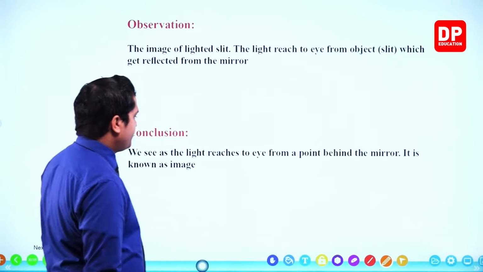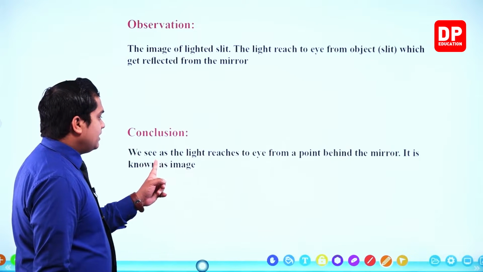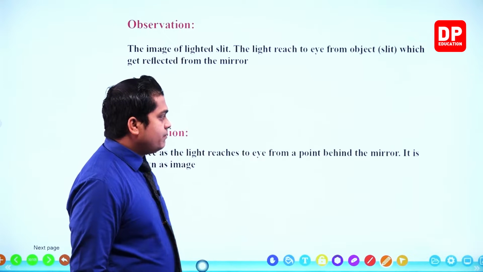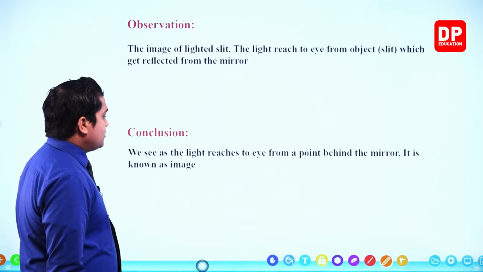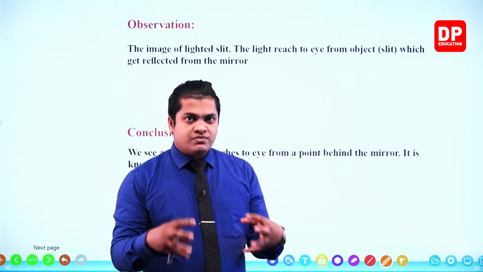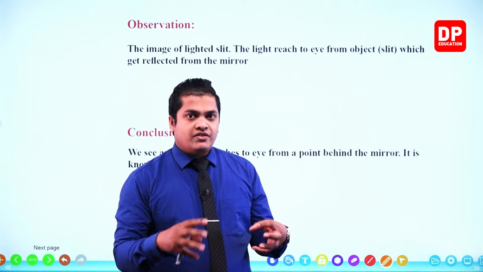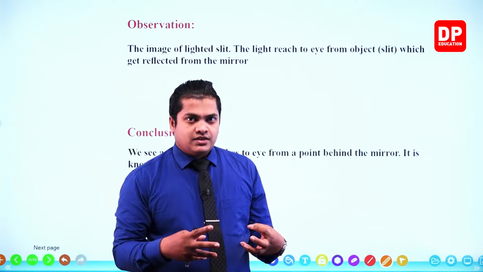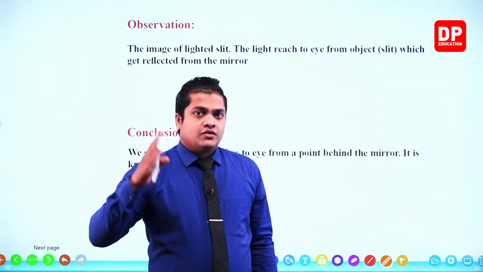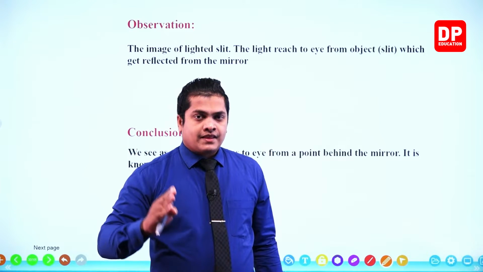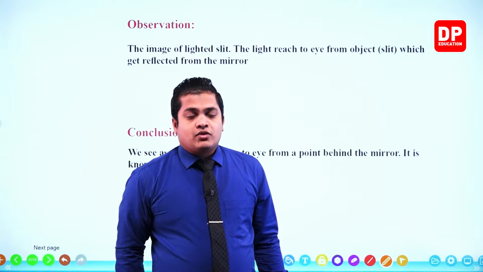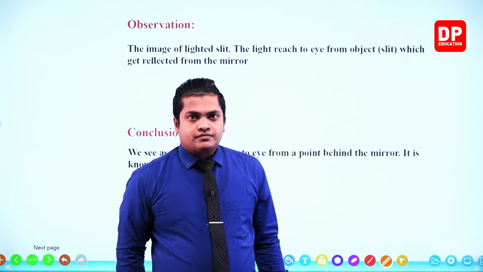So, conclusion. We see that the light reaches the eye from a point behind the mirror, and it is known as the image. So the one which we observed, the light which reached us from the mirror, that particular thing is called the image.